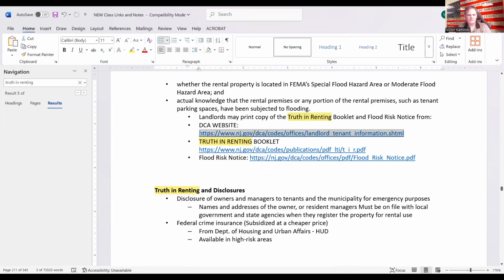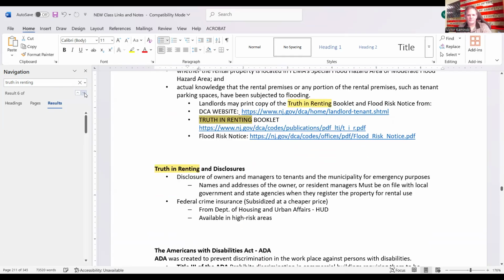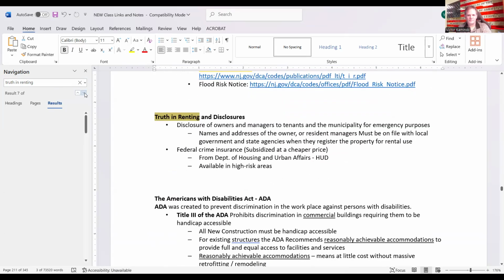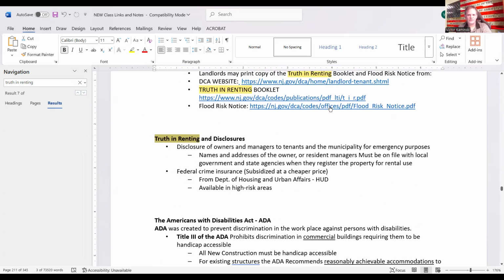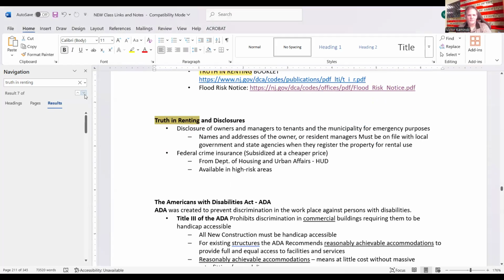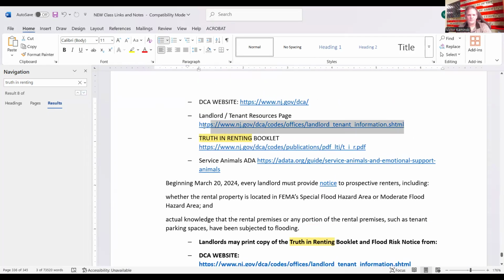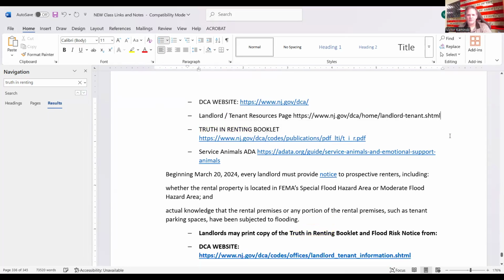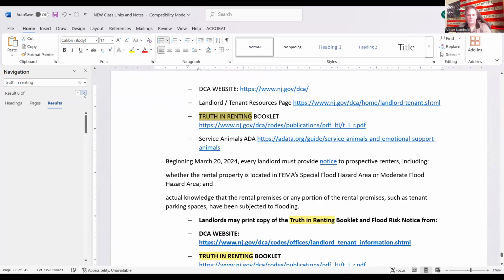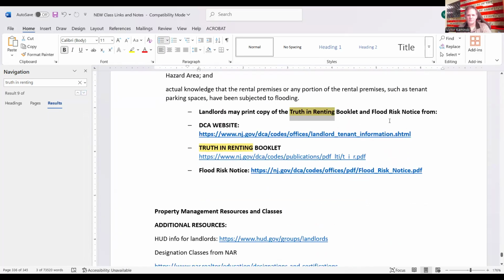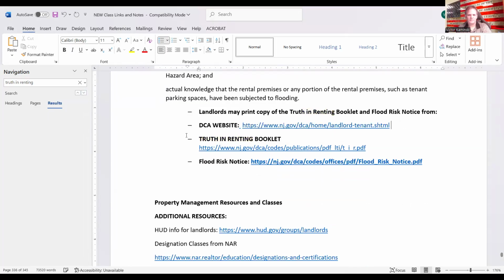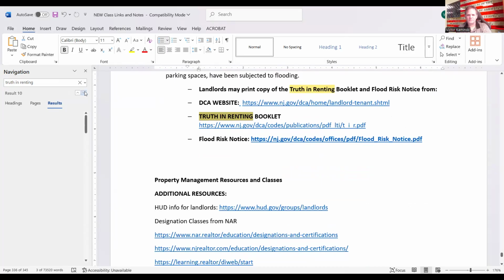DCA website, updated. This flood risk notice, I bet you that one's no longer working. Nope, it is. Okay, never mind. Landlord tenant resource page. Updated. Apparently I got that link several times. Tenant. I've got to arrange this where I can just switch them all out. Tenant.